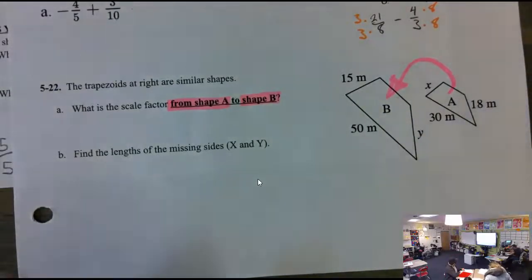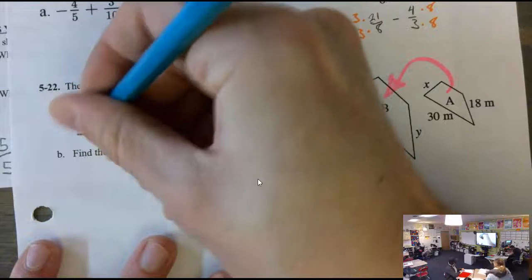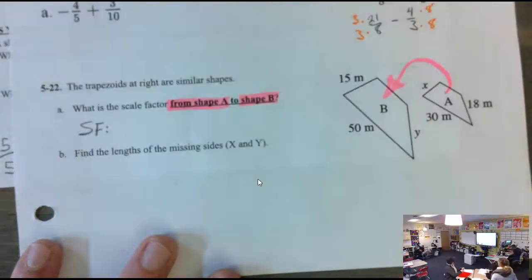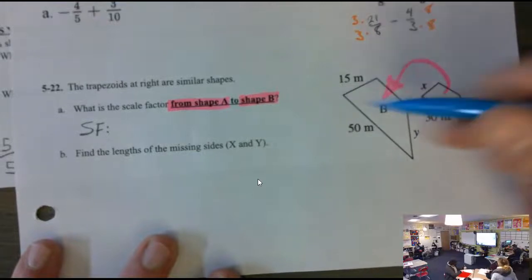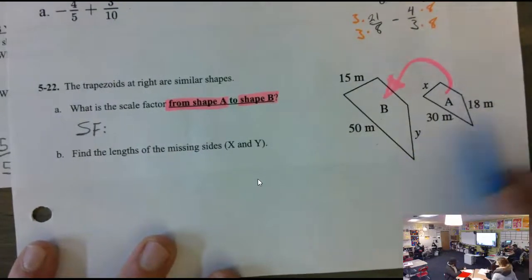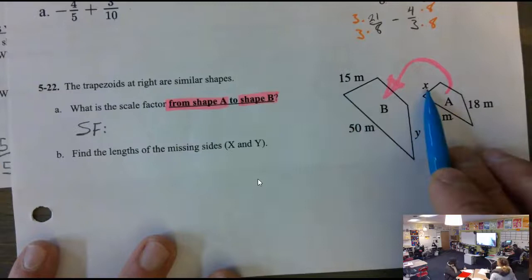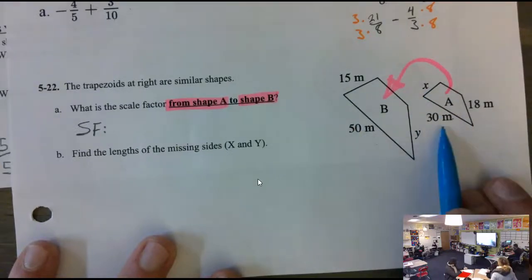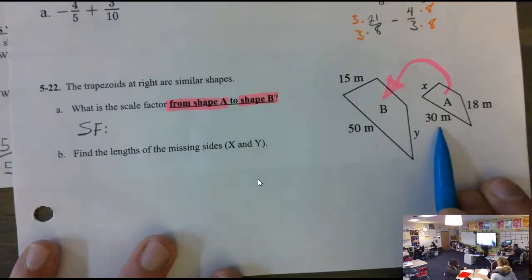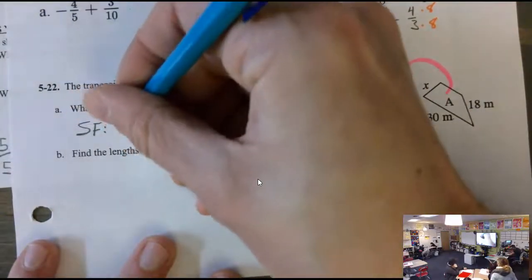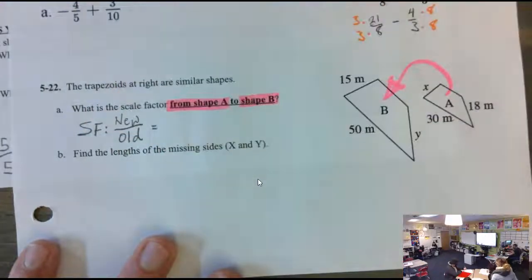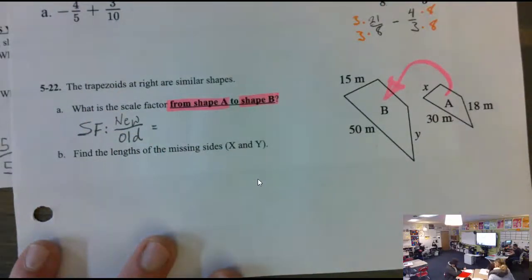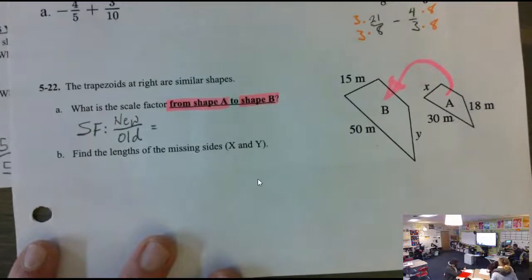To find our scale factor, just take a length and compare it to a length, but they have to be matching sides. 18, I can't match up. 15, I can't match up. But 50 and 30, I can match up. So remember, scale factor is new over old. You might want to write this down. Even if you already did the problem, write down scale factor is new over old.